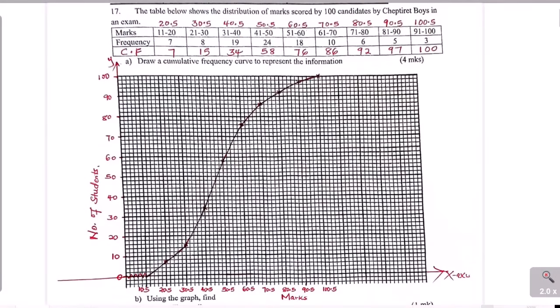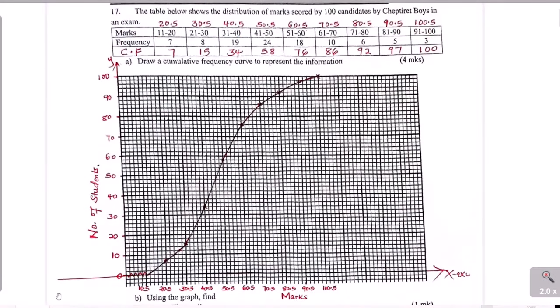So we have the first thing, and you're required to get the upper class boundaries of each of those classes. For the first class, it goes from 11 to 20, so the upper class boundary is 20.5. The second one is 30.5. The other ones are 40.5, 50.5, 60.5, 70.5, 80.5, 90.5, 100.5. That is what is supposed to come on the x-axis, the marks, the upper class boundaries.